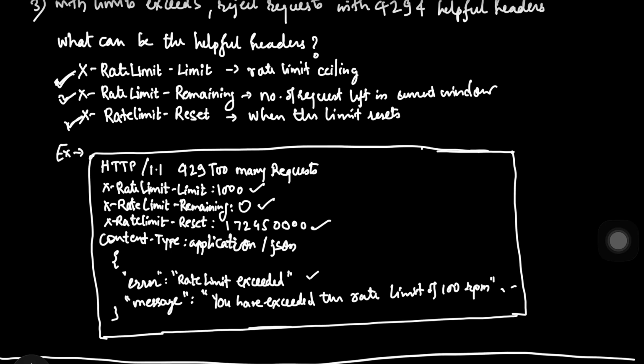So here is an example of sample response headers and the response, where we see that there is a 429 Too Many Requests status code which we have got. The rate limit is 1000, which tells that they can make at max 1000 requests, and right now they are left with 0 requests, and that is why they have got 429. They have also got a timestamp which tells the time at which their quota will be reset, and they can again make these 1000 requests. Again, we have a helpful body response as well, where we are mentioning the error as well as the message.